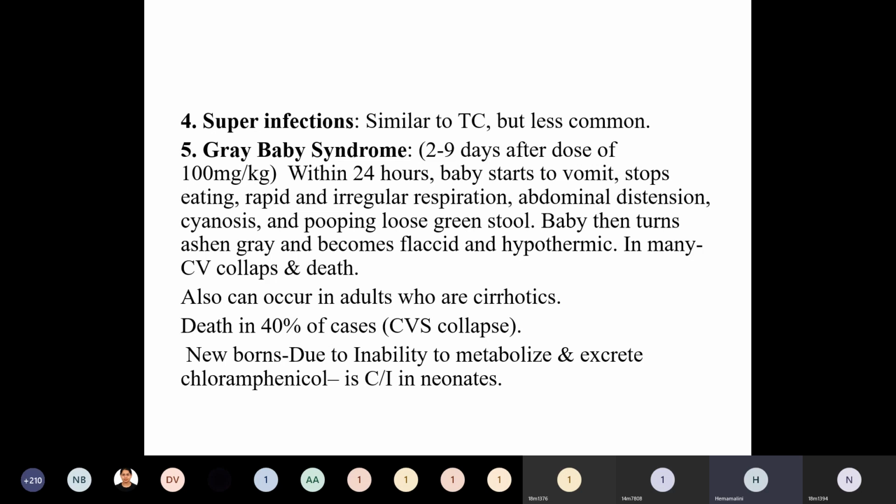If you administer a high dose of chloramphenicol, within 24 hours the baby starts vomiting, stops eating, has rapid and irregular respiration, abdominal distension, develops cyanosis, and passes loose green stool. Then the baby turns ashen gray and becomes flaccid and hypothermic. In many cases, it will lead to cardiovascular collapse and death. So that is called grey baby syndrome.